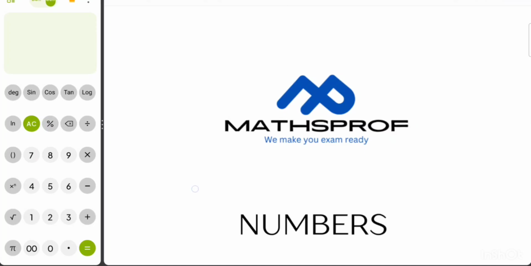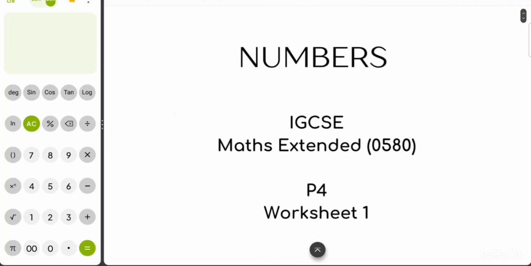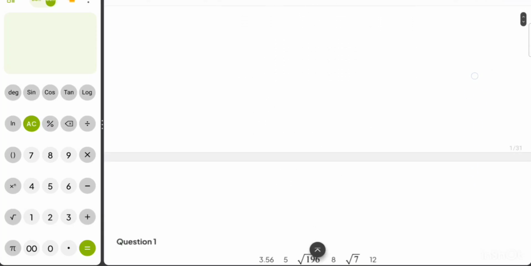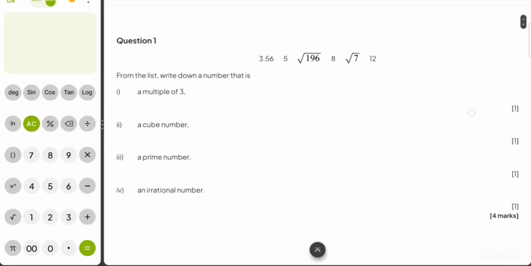Okay, so in this session we'll see classification of numbers. That is the first topic of the numbers chapter, and we'll see two worksheets of that, and we'll use calculator in this kind of questions. Okay, so let's start the first worksheet.